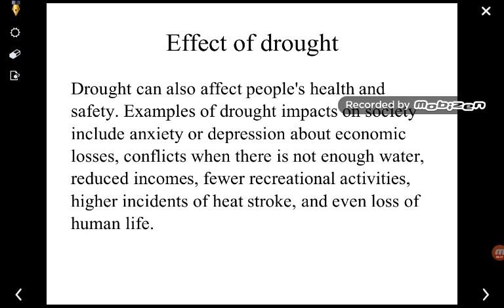Next, coming up to the effects of the drought. Drought can also affect people's health and safety. How?